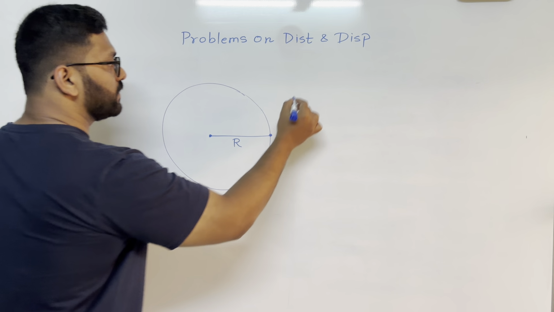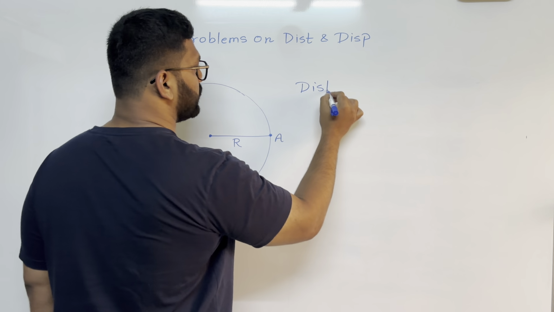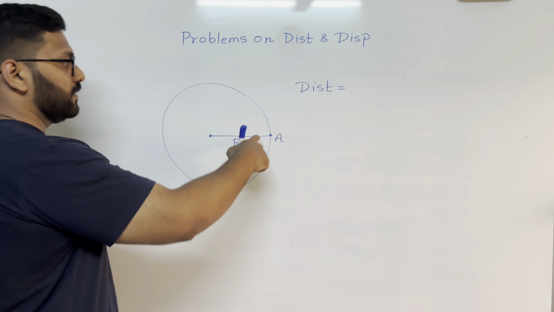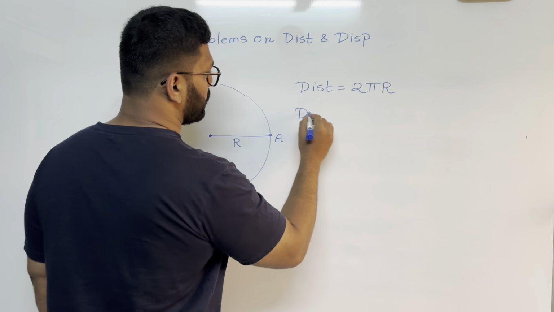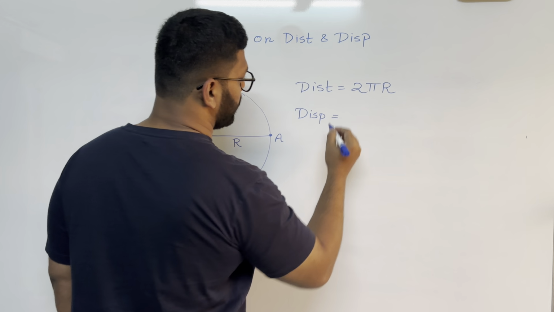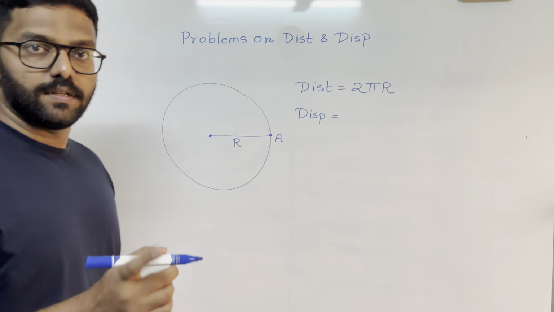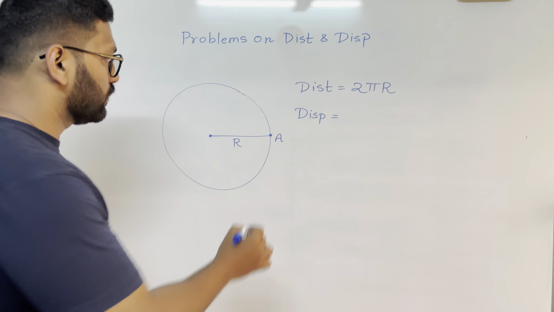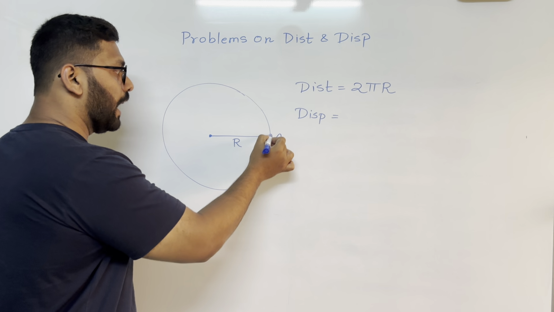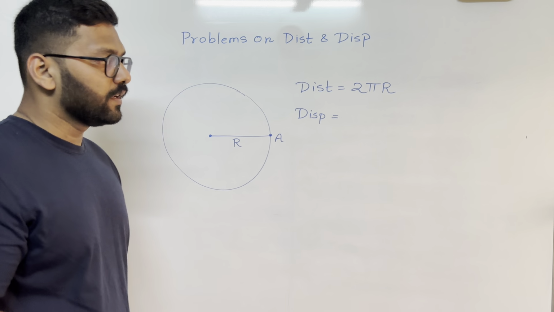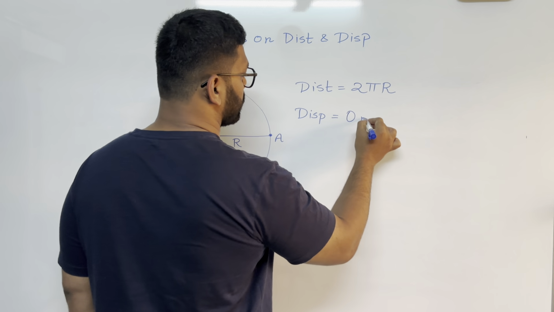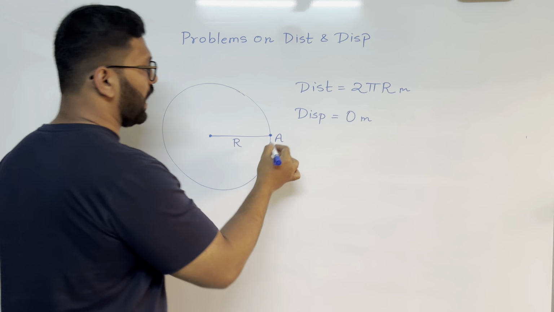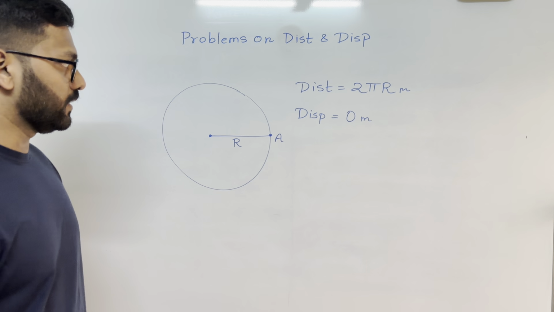Now what is the distance covered in this? The distance covered will be the circumference, so it is equal to 2 pi r. What will be the displacement in that case? Displacement is the straight line distance between initial and final position. So the initial position is here and the final is also here. That means the displacement is going to be 0. There is no displacement, so this is 0 meter. And this is 2 pi r meter. R will be given in the question.